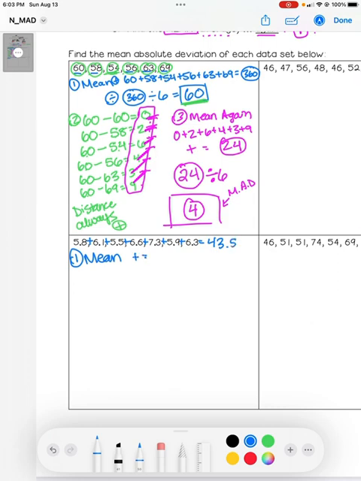But to find the mean, we have to add and also divide. So now we're going to divide 43 and a half divided by as many numbers that we just added. We added 1, 2, 3, 4, 5, 6, 7 numbers. So we're going to do 43.5 divided by 7. And we get a really lengthy decimal.